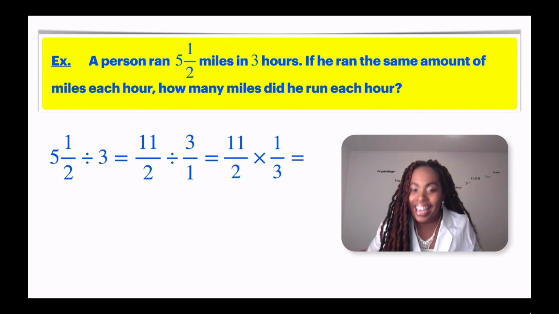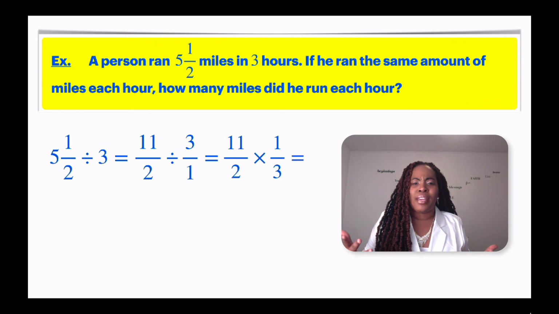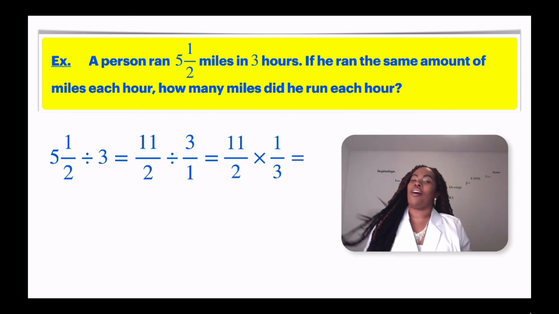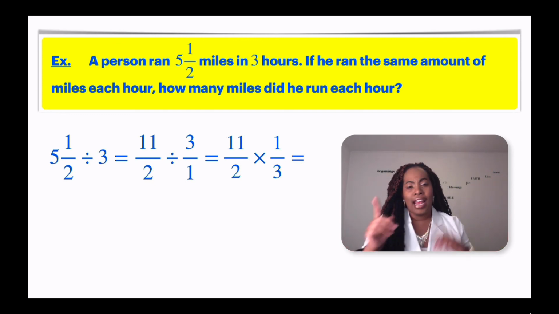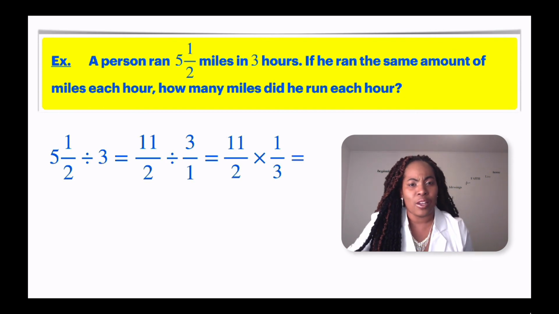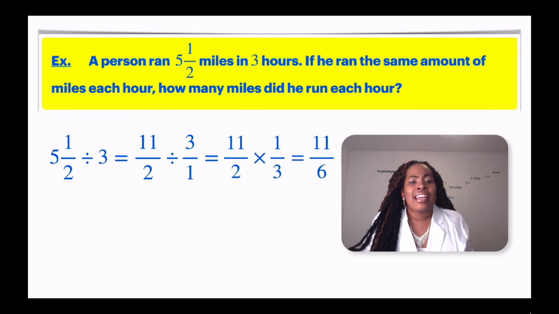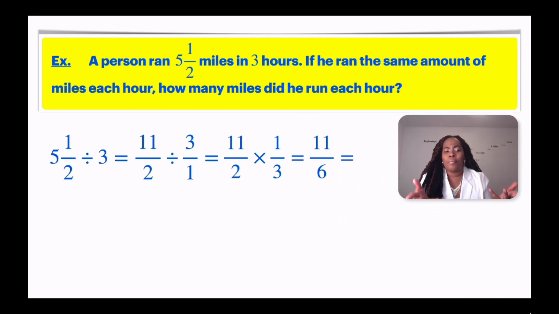So now, for the fun part, right? Now I'm gonna put my pencil down for this one. I told y'all yesterday, or maybe the day before that, how do we divide using fractions? Well, you have to multiply by the reciprocal. So we're gonna multiply by the flip, okay? If we do that, then we're gonna end up with 11/2 times 1/3, okay? That's so much better, right?